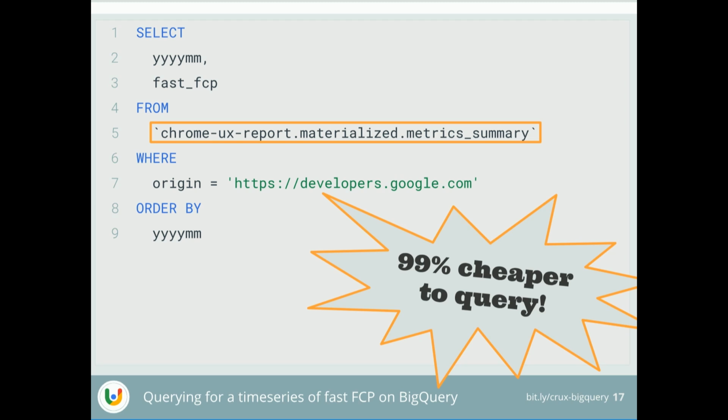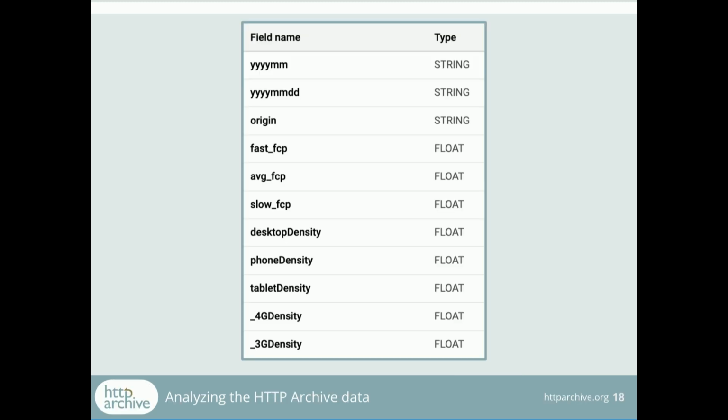So I'll be using the full data set. I won't be using this one just for the sake of explaining how the raw data works, but most queries can totally use this one. It'll be much cheaper. The schema is much simpler. Instead of the full histograms, it calculates the fast FCP, average FCP, and so on. No need to sum them up.